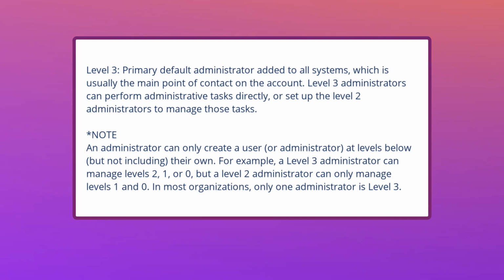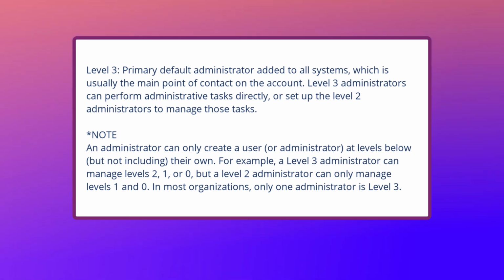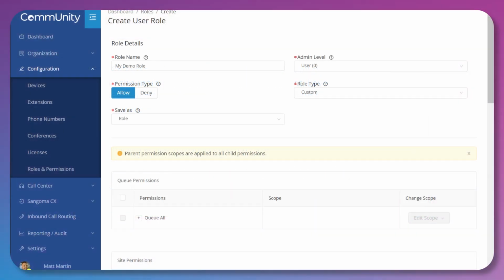One thing to note about admin levels is that an administrator can only create a user or administrator at the levels below them, but not including their own. For example, a Level 3 administrator can manage levels 2 or 1 or 0, but a Level 2 administrator can only manage levels 1 and 0. In most organizations, only one administrator is Level 3. When changing the admin level, the permissions available for configuration will also change, helping you to decide which access is needed for the new role. Again, those permissions can be configured as either permissive or restrictive. Choose Allow or Deny for the role's permission type.